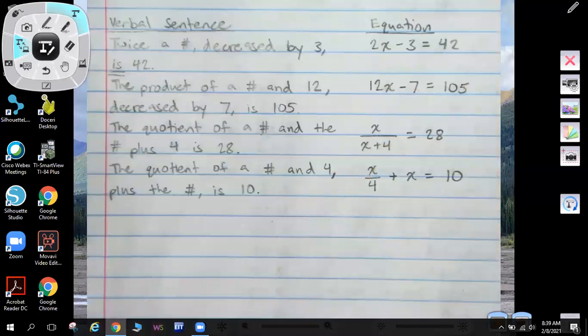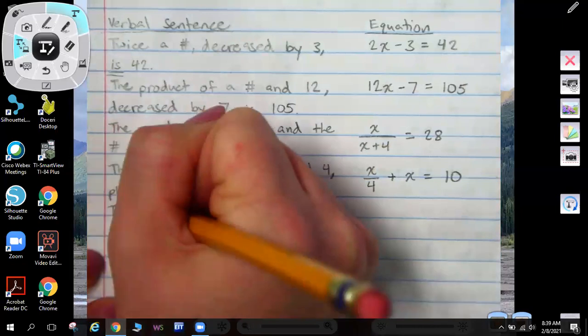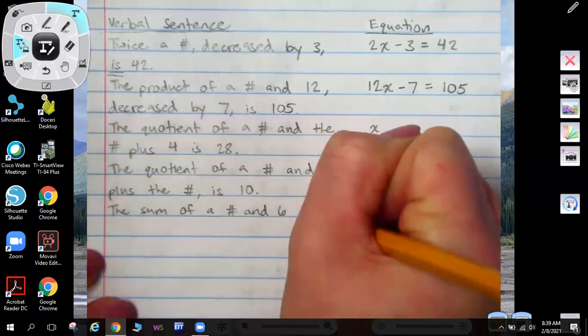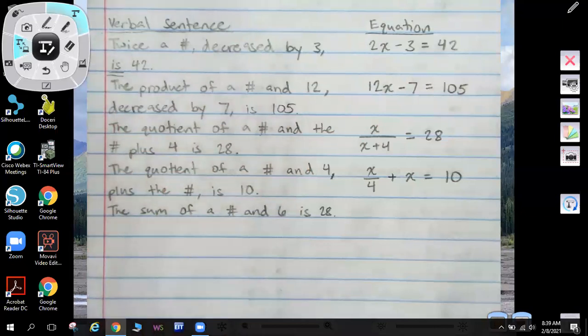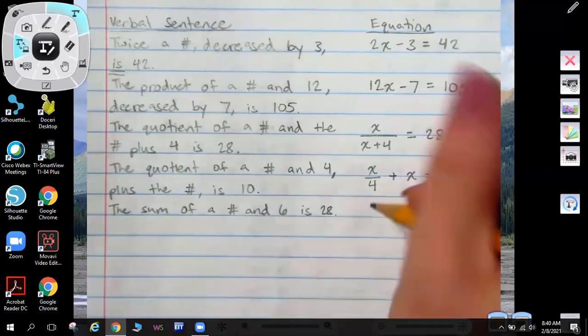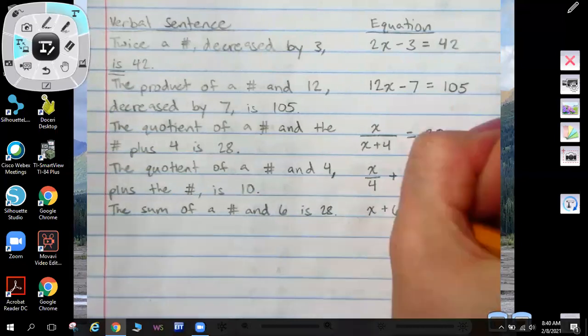All right, next one, the sum of a number and 6 is 28. Sum means addition, so we're adding a number plus 6. X plus 6 is 28, so equals 28.